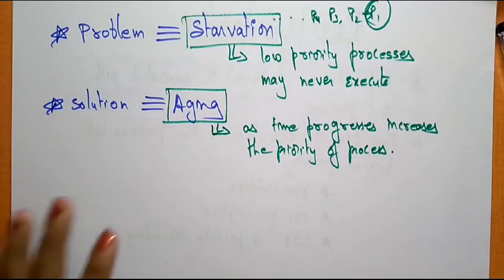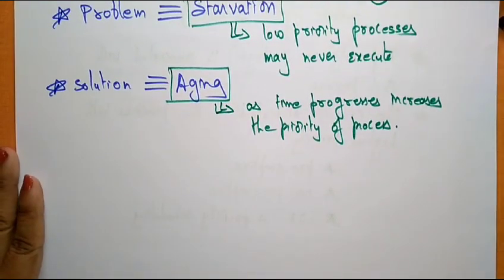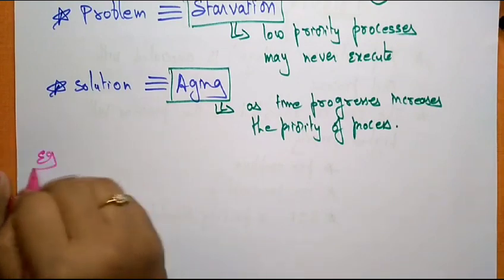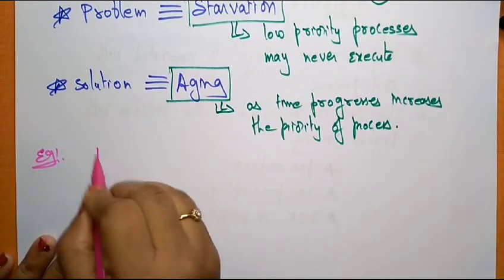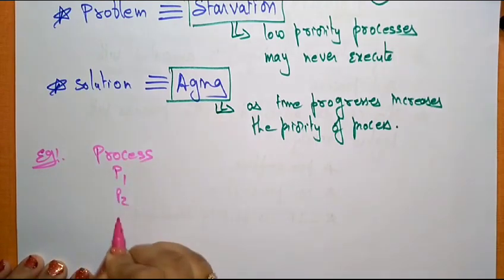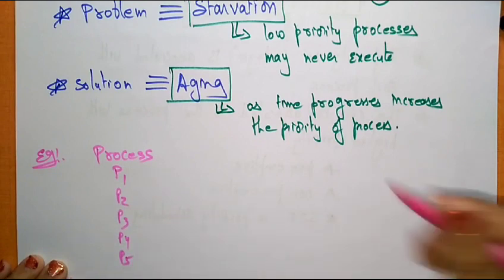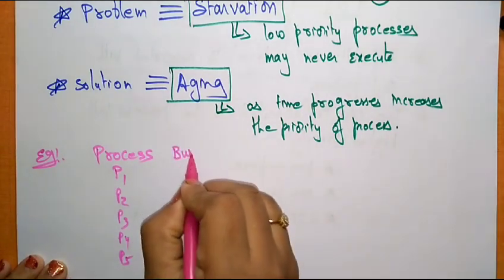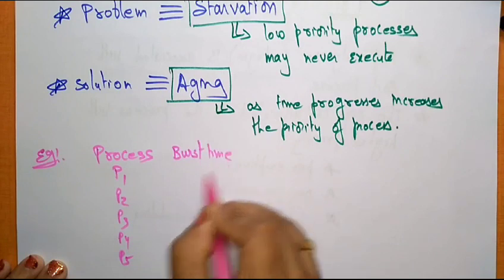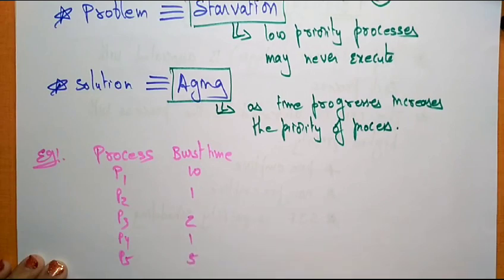Now let us see the example for this. Example for this priority scheduling. Let us take the processes. Let's take P1, P2, P3, P4, P5. Total 5 processes I am taking, and the burst times for those processes are, let us take 10, 1, 2, 1, 5. Okay, 10, 1, 2, 1, 5.